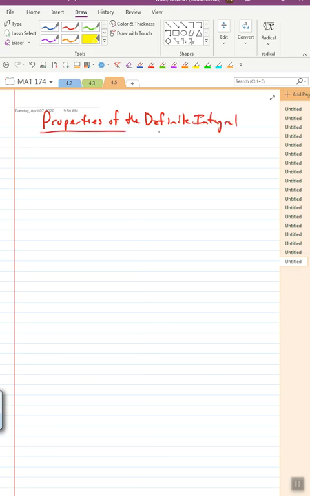Okay, let's look at some properties of the definite integral, which are pretty easy things, all pretty intuitive. Number one, if I take a definite integral of a function and my upper and lower limits are the same number, for example, the integral from 5 to 5 of x squared dx, what should I get?